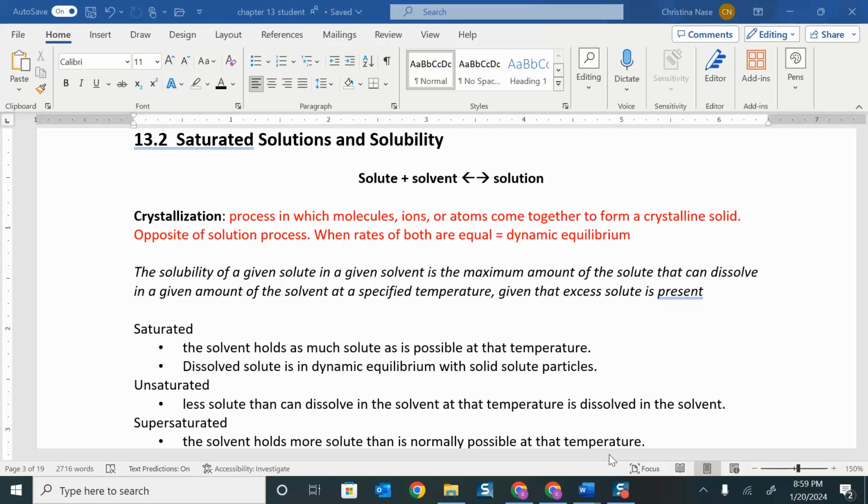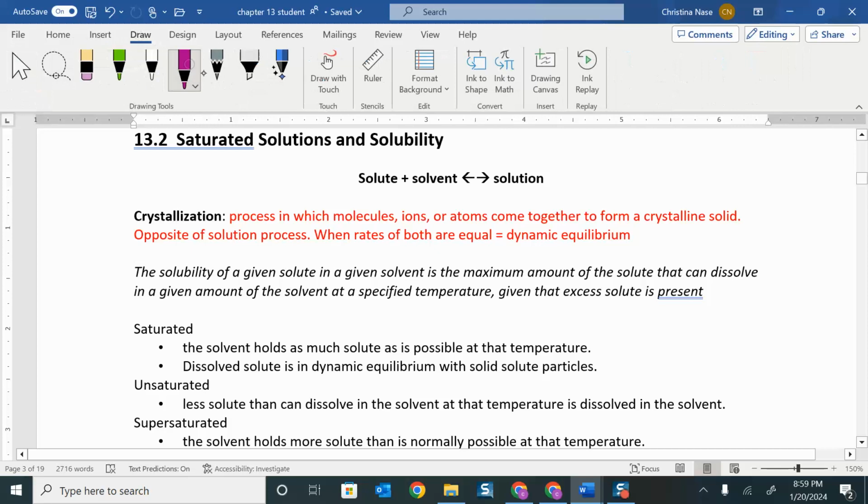When you make a solution, you take the solute and the solvent, you put those together and you make a solution. So we say the solute dissolves in the solvent to make the solution. This is called dissolving. The forward direction here is dissolve. The reverse of that process is when it crystallizes.